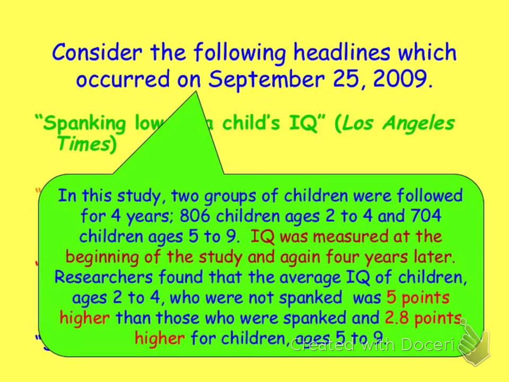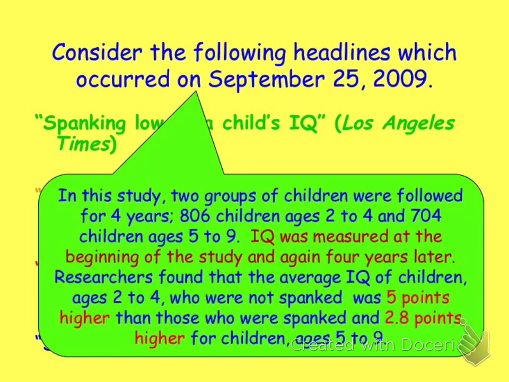So in this study, 2 groups of children were followed for 4 years. So that's a longitudinal study. I mean, this is for a long time, 4 years. 806 children, ages 2 to 4, and then 704 children ages 5 to 9. IQ was measured at the beginning of the study and again 4 years later.